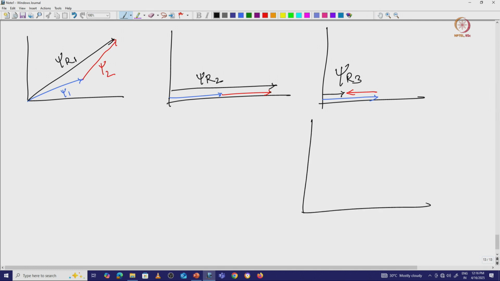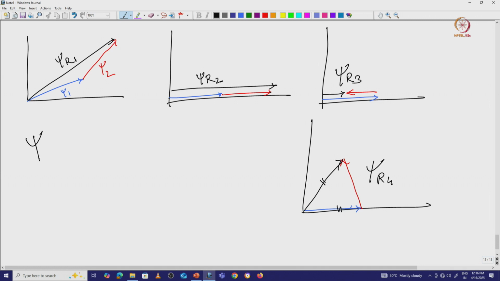Final one we did it like that. This is our blue wave, then our red wave, and then we are getting our resultant wave. So, in this case I told you they are almost the same amplitude-wise. So, now if we consider this, this will be our wave R4.